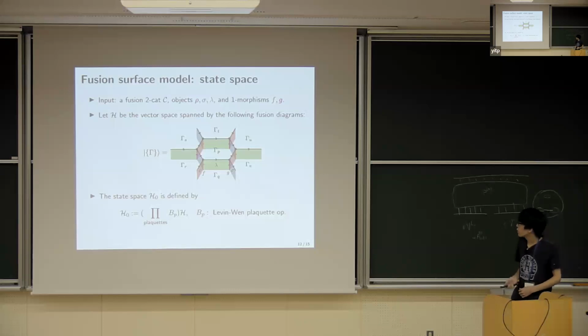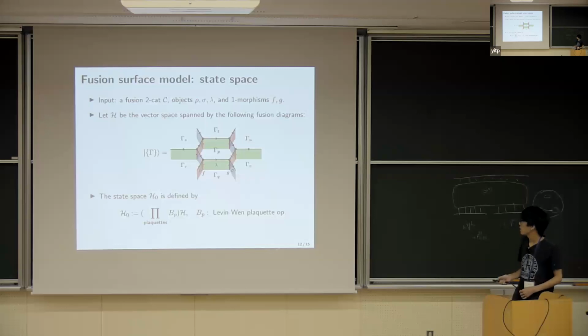So as you may notice, this vector space H is very similar to the state space of the anyon chain model. This is a natural generalization of the state space of the anyon chain model. But this vector space itself is not the state space of the 2+1 dimensional model. So the state space of the model is a specific subspace, which we denote by H0, of this larger vector space H. And this state space H0 is obtained by applying a projector that is given by the product of the so-called Levin-Wen string-net operators on all the brackets. So the state space H0 is much smaller than the vector space spanned by all the fusion diagrams.